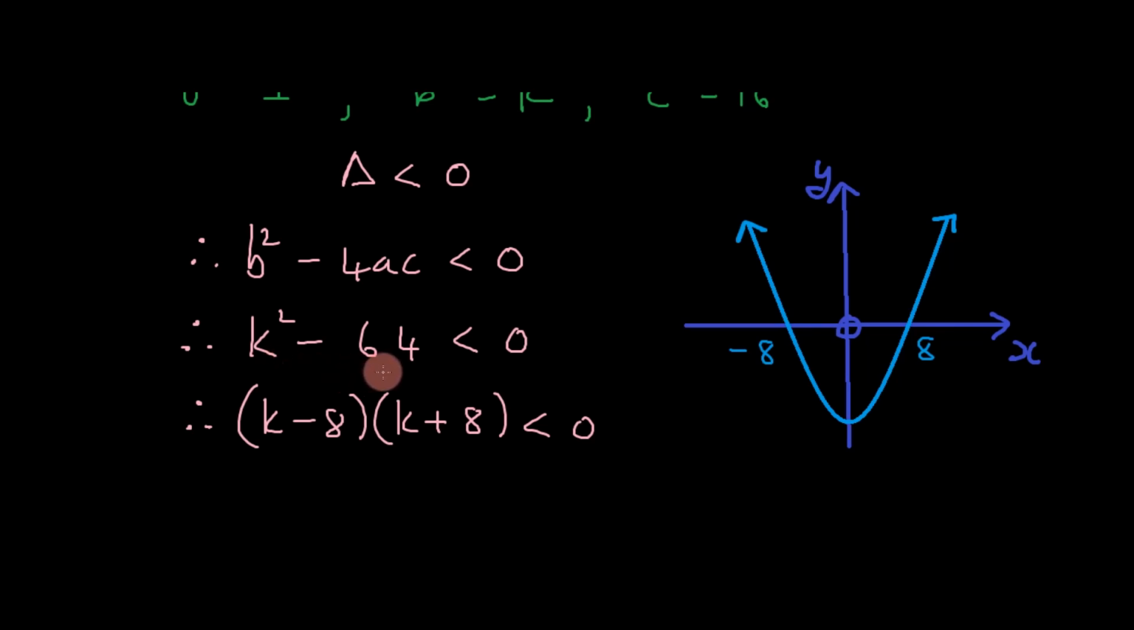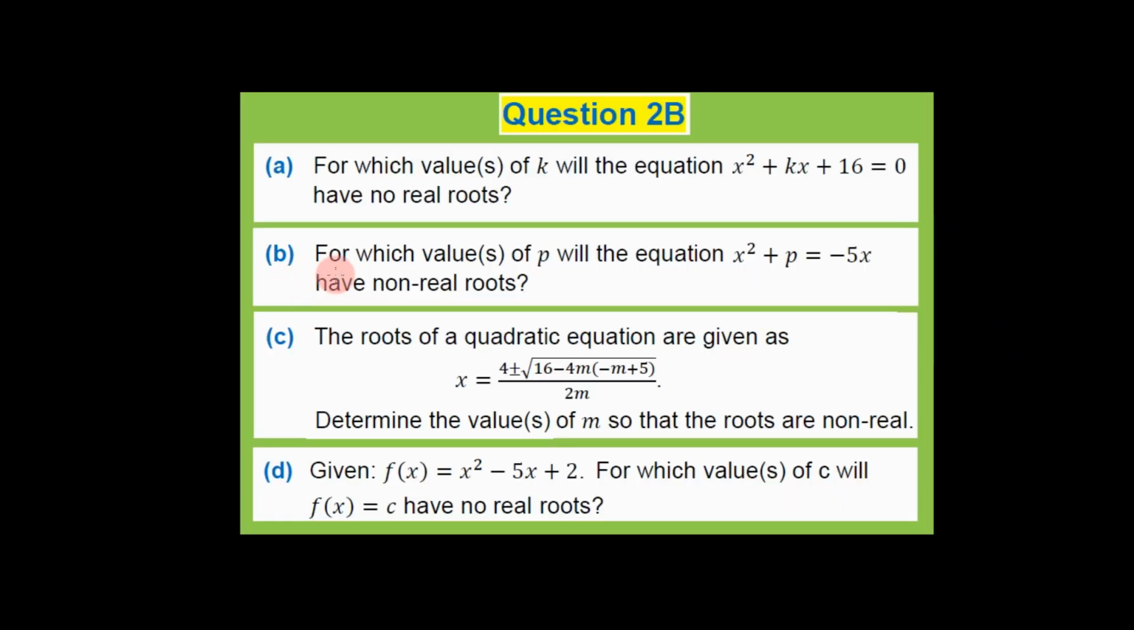We want to know where k squared minus 64 is less than 0 or negative. In other words, where this parabola is below the x-axis or negative. And we can see that it's negative for all values between positive and negative 8. So here it dips below the x-axis. So all the values here for x, in other words for k really, where the graph is below the x-axis. And so our final answer here is going to be that k is greater than negative 8, but less than 8. Then coming to B, it says, for which values of p will this equation have non-real roots?